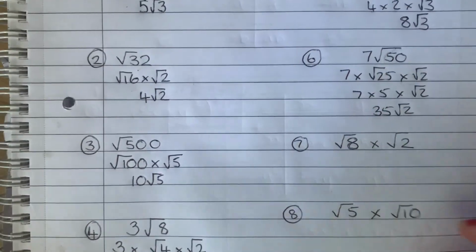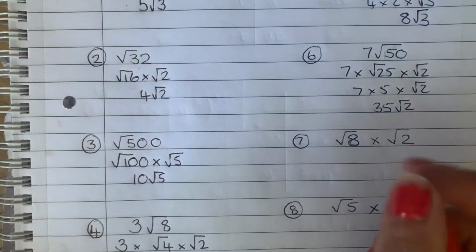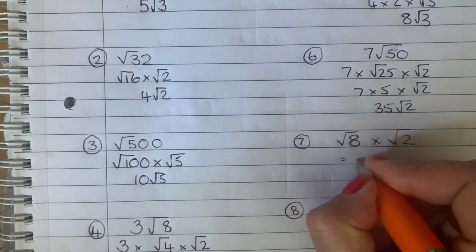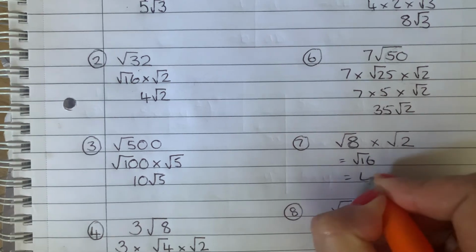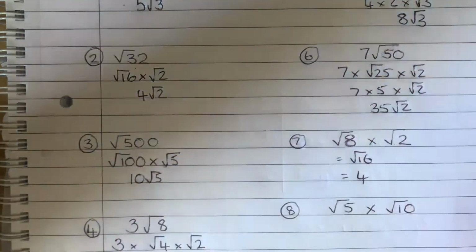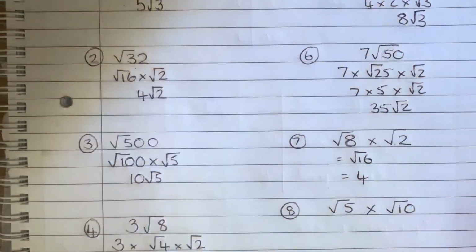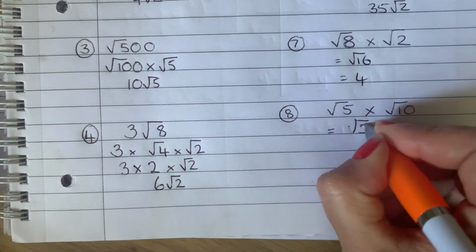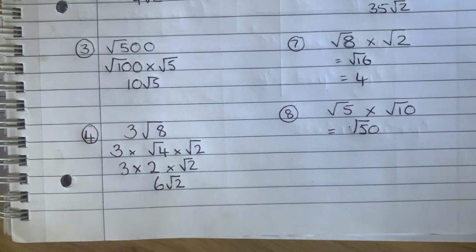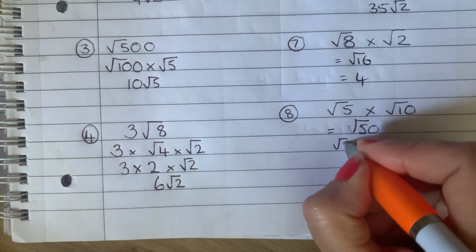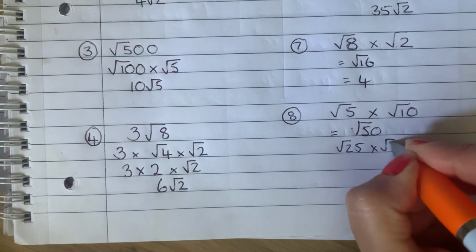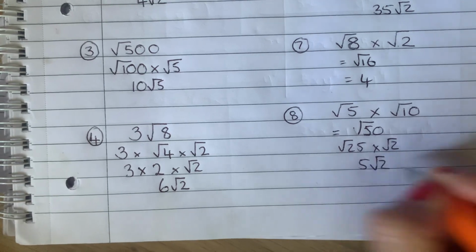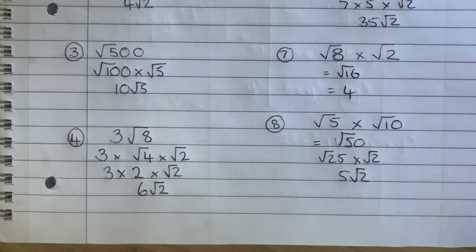Root 8 times root 2 is root 16, and root 16 is 4. And the last one: root 5 times root 10 is root 50. Then take out a square number. Well, I've got 25. So that's 5 root 2. So all those surds are simplified.